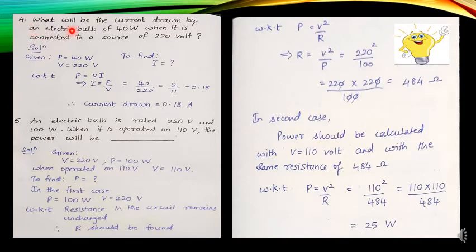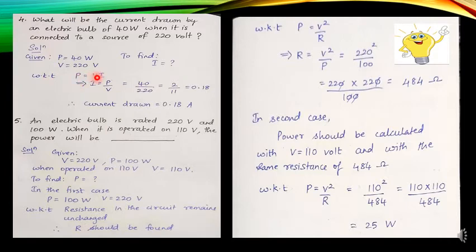Next problem. What will be the current drawn by an electric bulb of 40 watts when it is connected to a source of 220 volts? So first, let us make note of the given information. Power is given: power is 40 watts. Then voltage is given, it is 220 volts. Usually most of the problems will have the same voltage, since the supply line in our country India is 220 volts only. To find: I is equal to question mark.